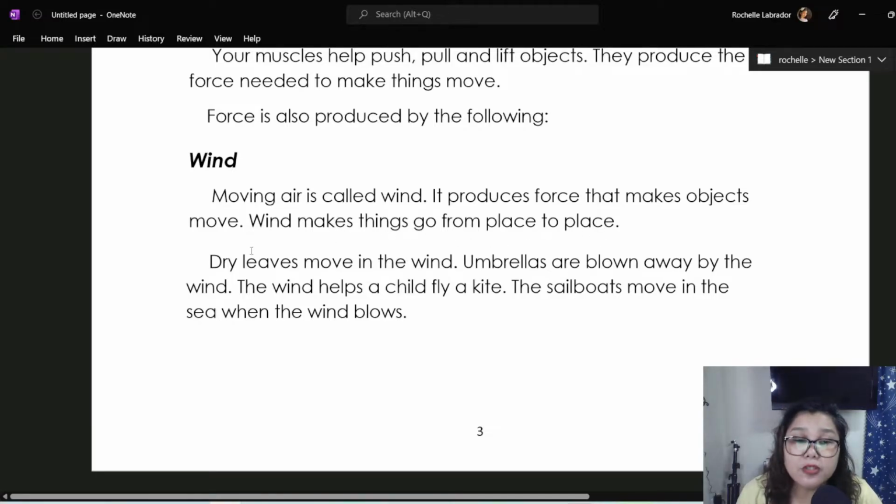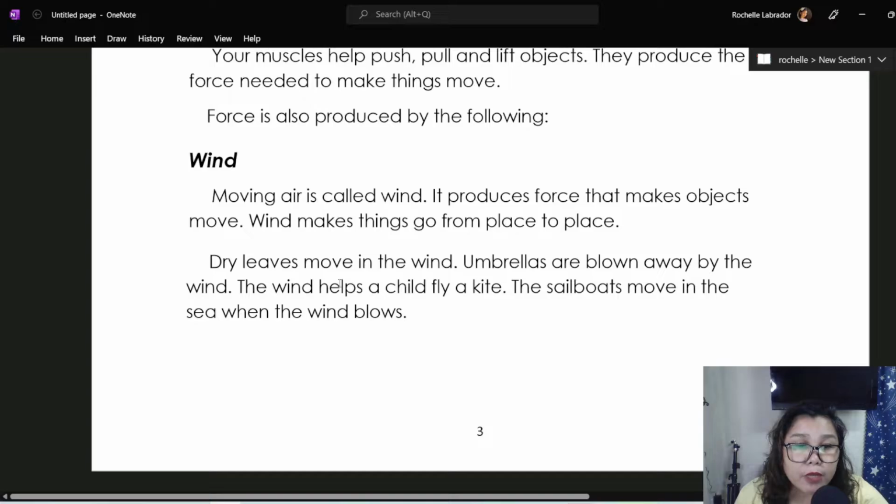Like dry leaves. Kahit wala namang puno sa tapat ng bahay nyo, you can still see dried leaves. These are moved by wind. Lalo na pag bagyo. Kahit hindi mo naman alam na makakarating sa inyo yung mga hinangin na dahon.